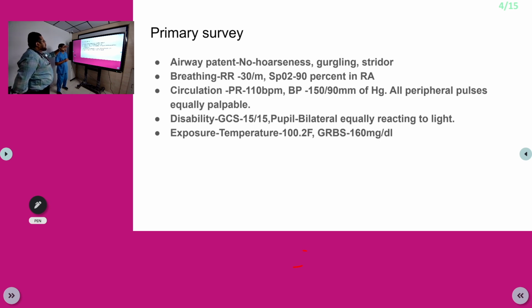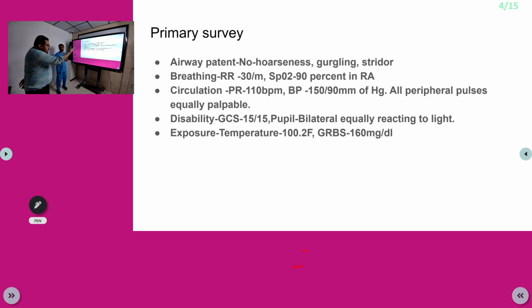Anything else you examine in the respiratory system? The patient has had breathlessness and chest pain for 2 days. Regarding respiratory rate, it is 30 per minute, so the patient definitely has tachypnea, and saturation is 90%. You have initiated oxygen. Any other examination that you wanted to do at this point in breathing?